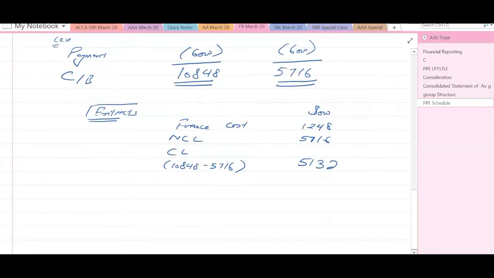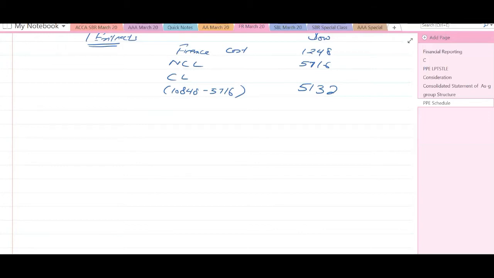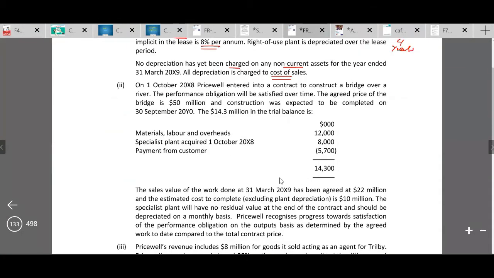So we have done the lease working as well. Okay, now let's move to the other working. This is the revenue, IFRS 15, revenue from contracts with customers. On 1st October 2008, Pricewell entered into a contract to construct a bridge over a river. The performance obligation will be satisfied over time. Agreed price is 50 million, and construction was expected to be completed by 30th September, which means in 2 years' time. Okay, so material, labor, and overheads.